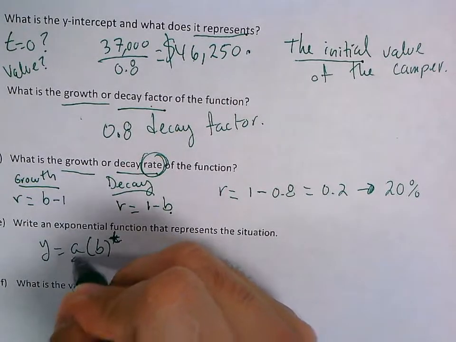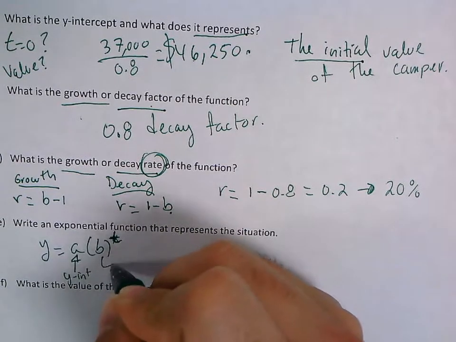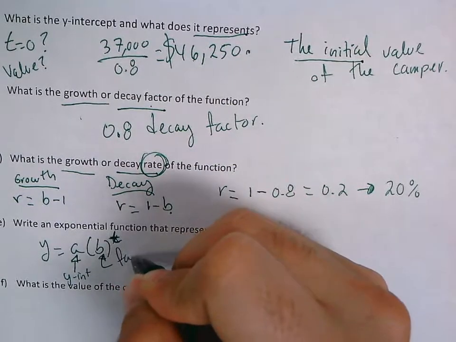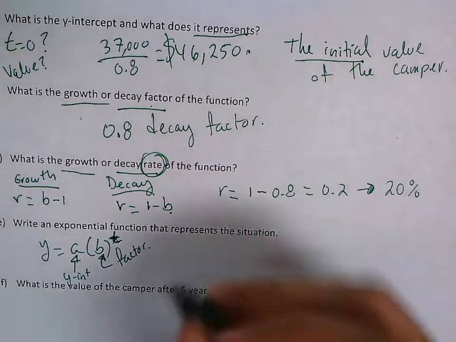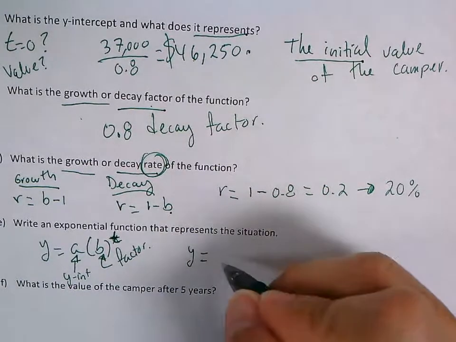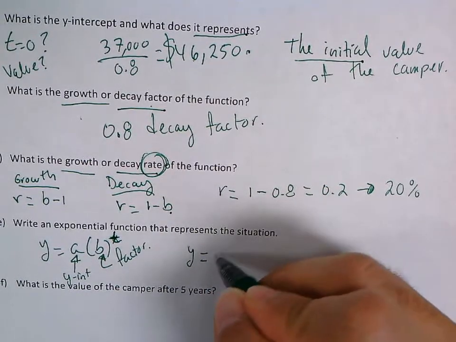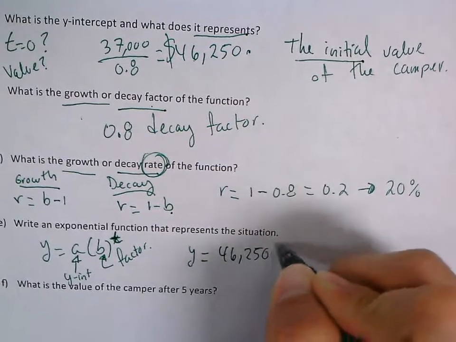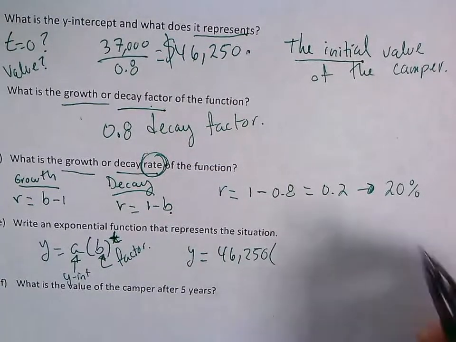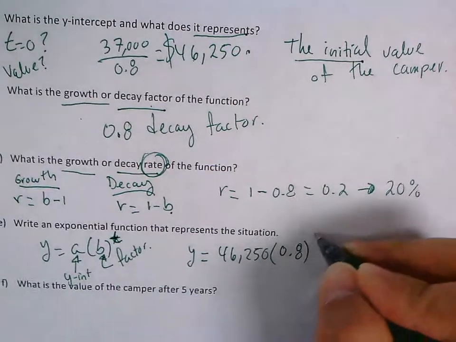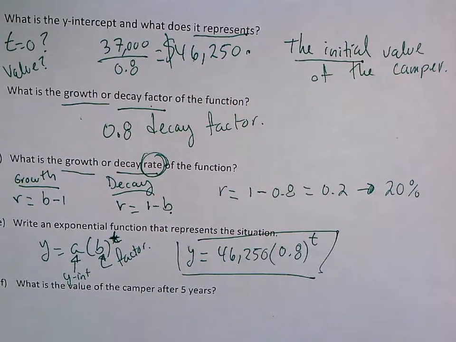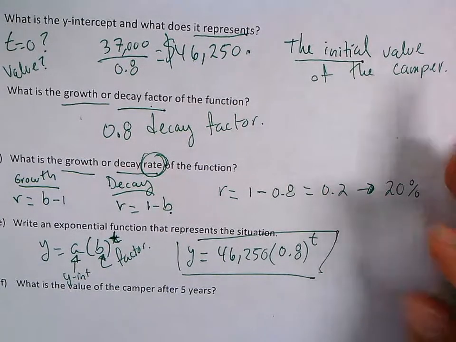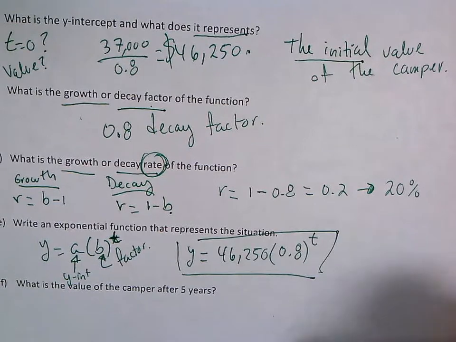The value of A represents your y-intercept. The value of B represents your factor. Luckily, we have found both of these things that we need. And all we have to do is plug in. If you look at your previous answers, you will notice that the y-intercept is 46,250 and the value of the factor is 0.8. We have successfully come up with an equation that represents how the camper is decreasing every year.